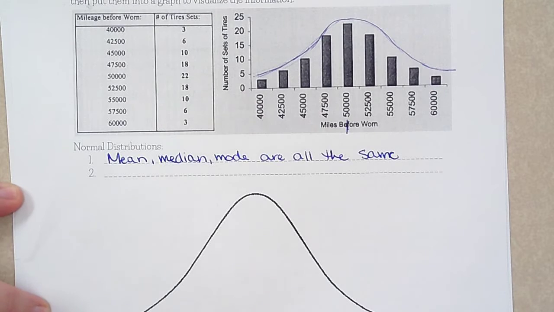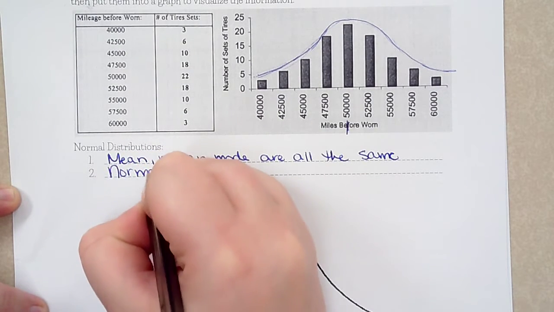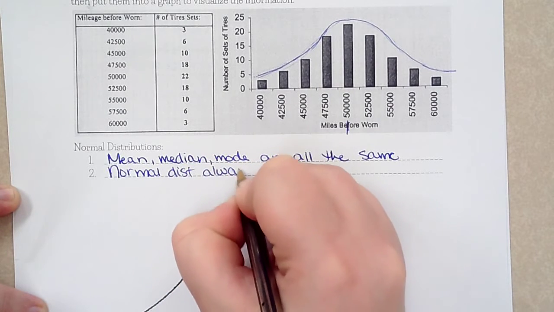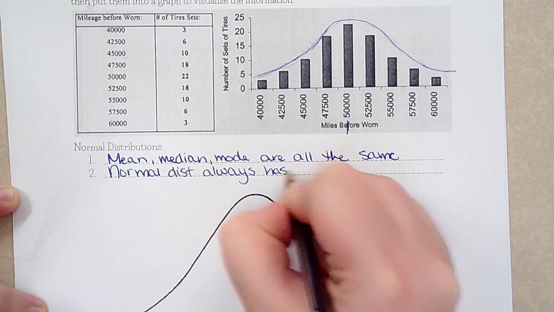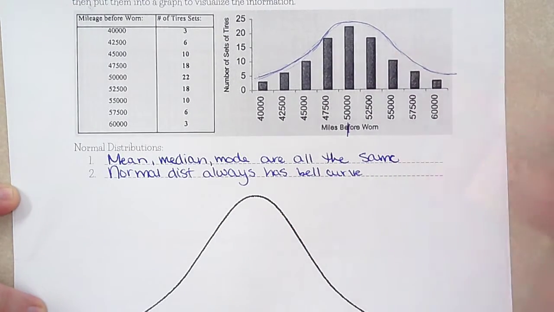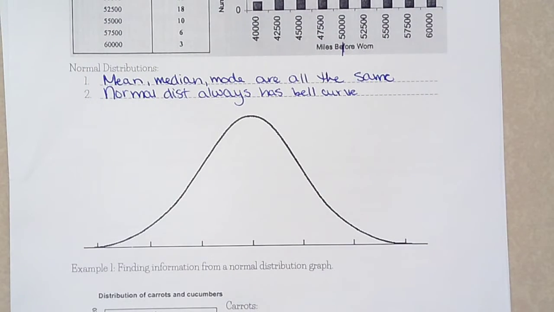The second thing I want you to know is that a normal curve, a normal distribution, always has a bell curve. And that's the curve that I just showed you up here. It's also the curve you see below you.